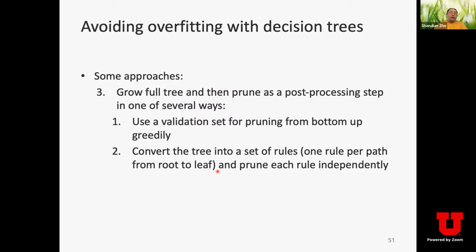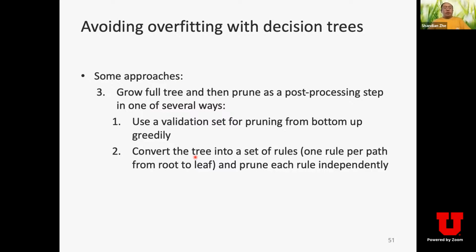The third approach is to first grow the full tree to be as large and as deep as possible. Then we introduce a post-pruning process. We can prune either using a validation set from bottom to up, from leaf nodes to top nodes, or we convert the tree into a set of rules. Remember, the tree is essentially a set of rules. We enumerate all the paths from the root to every leaf node, and then look at which rule we are able to prune.